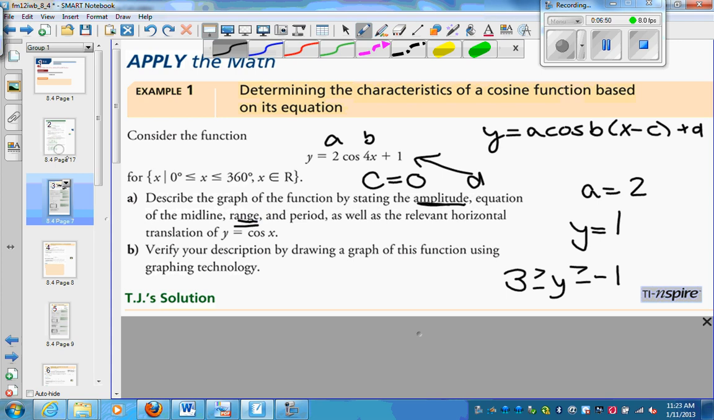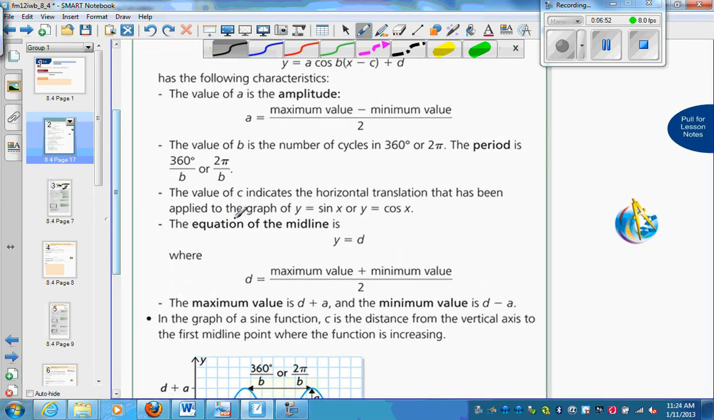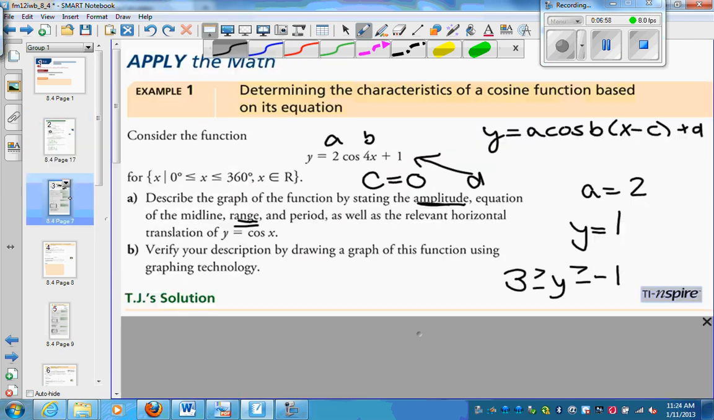Okay, to find the period. Period is 2 pi over b, or 360 over b. My b value was 4, so 360 divided by 4 is 90. Or I could have said 2 pi over 4, which is pi over 2, which is 90.